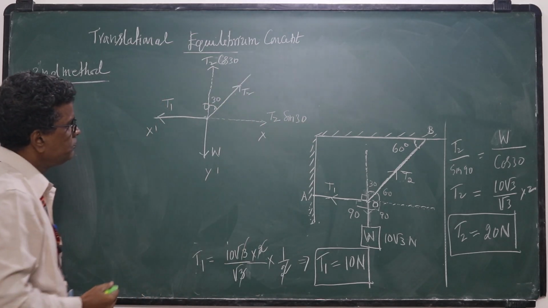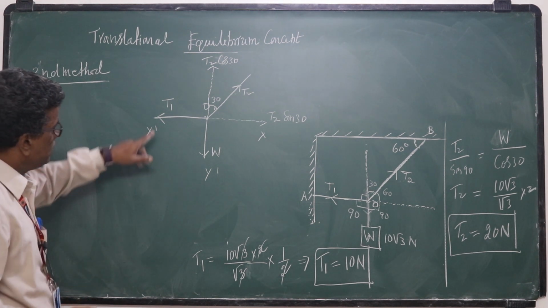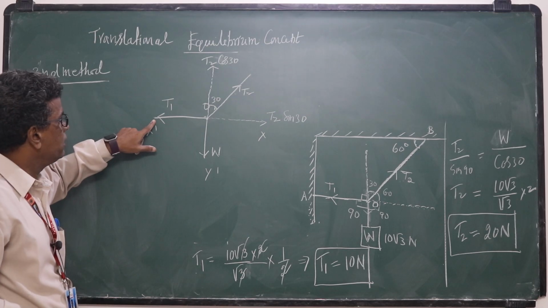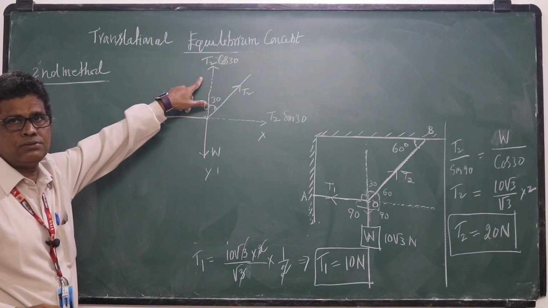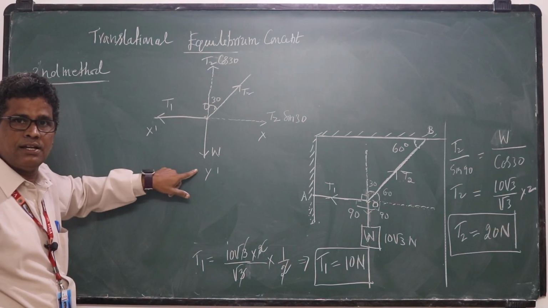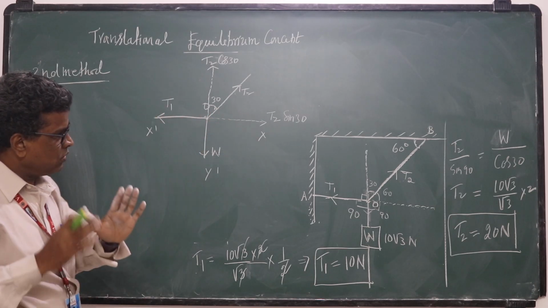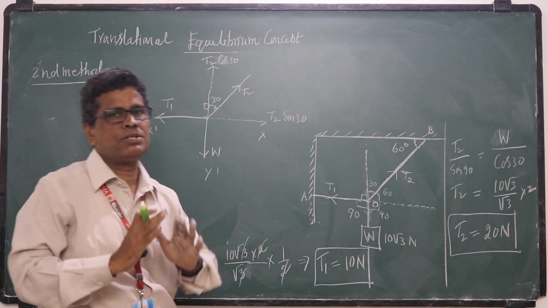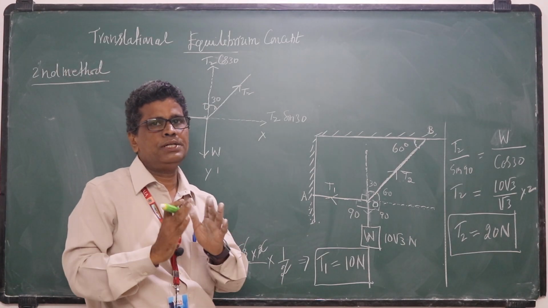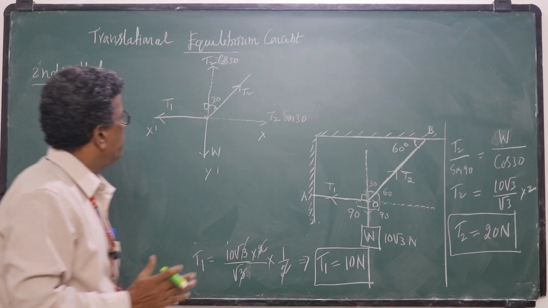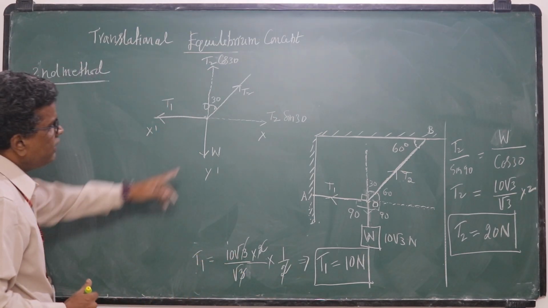Okay, this one I resolved. Since it is horizontal, its vertical component is 0. Since it is vertical, its horizontal component is 0. Okay, so in this method, you just resolve the forces into their components in a plane. Okay, now equate these two.